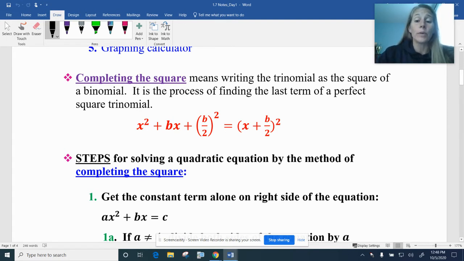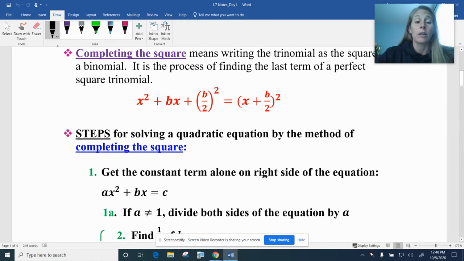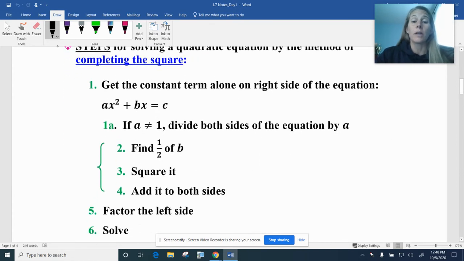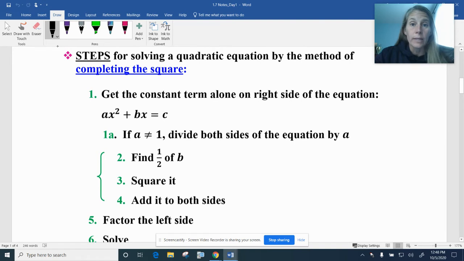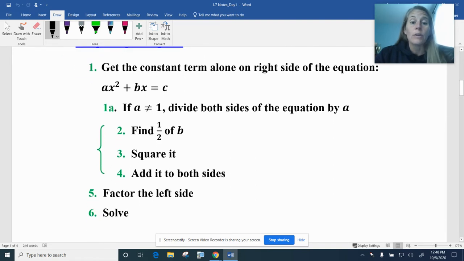So the steps for doing this method are the following. The first thing you'd want to do is get the constant term alone on the right side of the equation so that you can then create your own c value that will make it a perfect square trinomial. When you do that, you do it by finding half of the b, squaring it, and adding it to both sides. At that point, you can then factor the left side using the square of the binomial or perfect square trinomial factorization, and then you can solve by using the square root method.